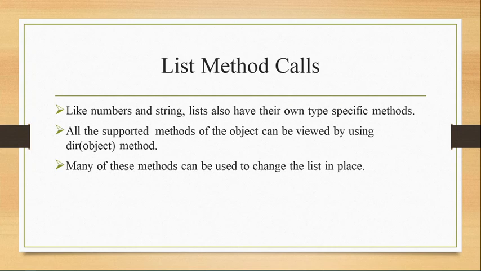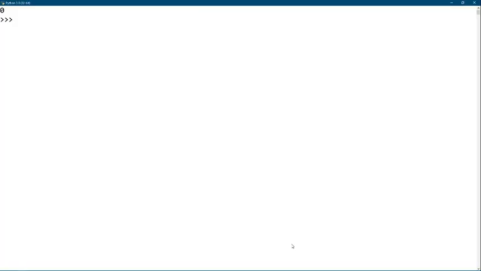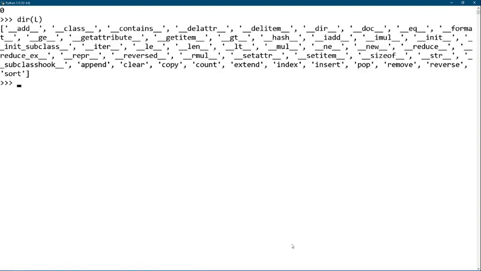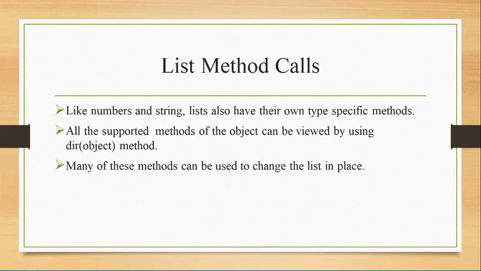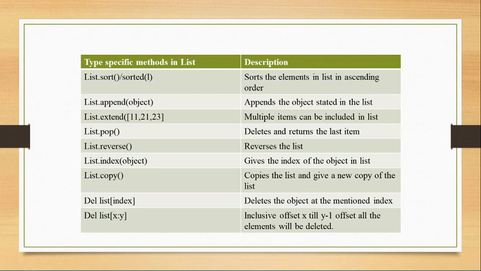Like numbers and strings, lists also have their own type specific methods. All the supported methods of an object can be viewed by using the dir method. Many of these methods can be used to change the list in place. For example, to check for list, I will do dir(list). It will give me all the supported methods.